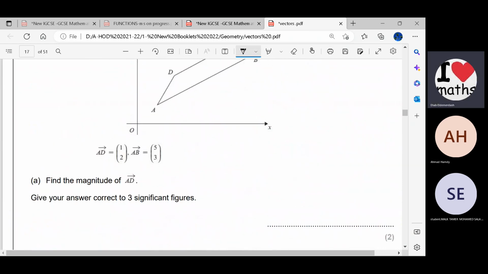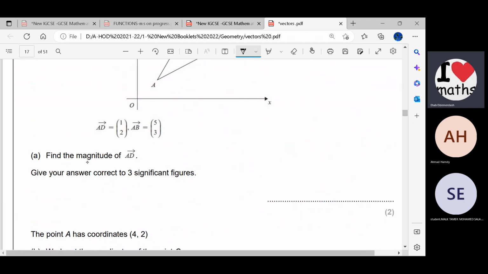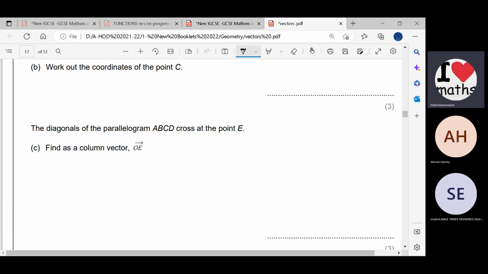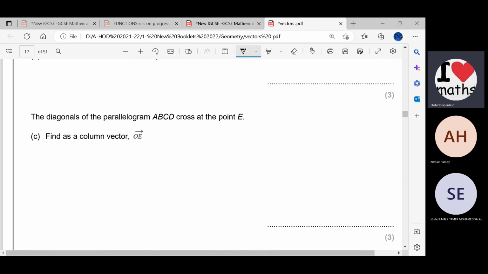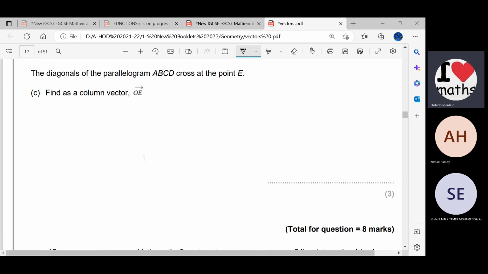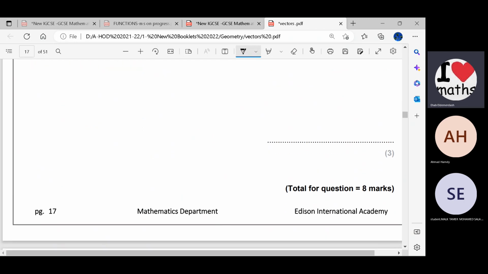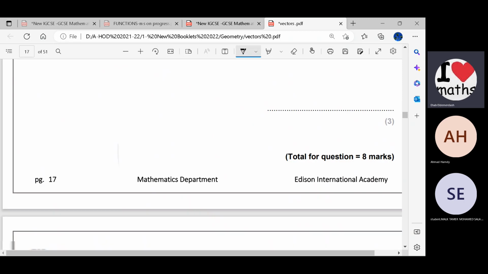This question, like the first question that we did, it's just find out the magnitude. They are giving me one coordinate and they are asking for the other coordinate. The diagonal of the parallelogram crosses at the point E. Find out the column vector of OE. I mean, first find the point E and then the column vector. You can write it as a column vector.